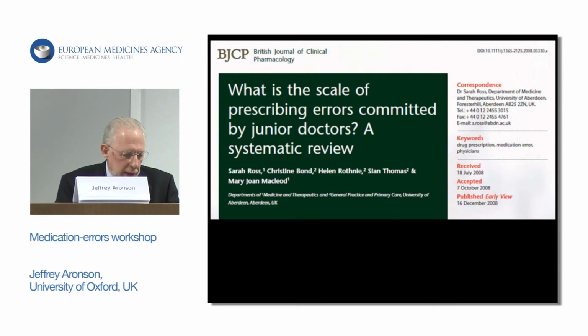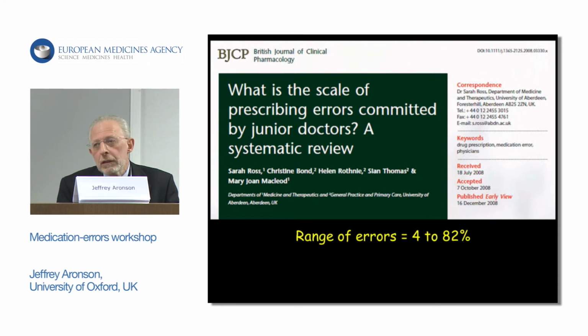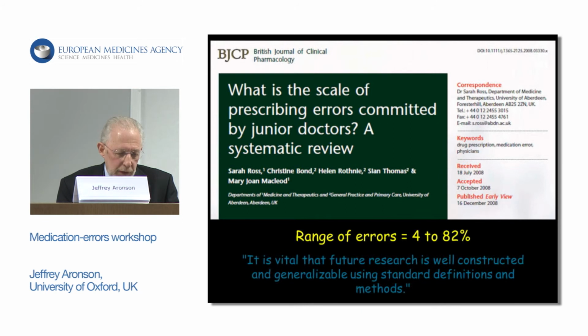Sarah Ross and her colleagues from Aberdeen did a systematic review of prescribing errors, in this case committed by junior doctors, and they found that in all the studies that have been published, there was a range of 4 to 82%. I don't believe it can be as wide as that. Something is wrong in these studies. It may be variable from place to place, sure, but 4 to 82%? Unlikely. And Ross attributed this to variation in definition. And they said it's vital that future research is well constructed and generalizable using standard definitions and methods. And I think I agree with that.